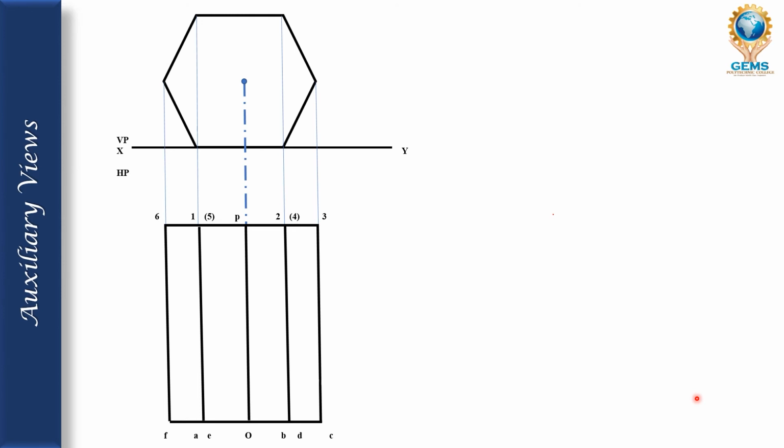Got it? So now it will come in a vertical plane as dash 6 dash 1 dash 5 dash 2 dash 4 dash 3 dash. Wherever the lines are joined, we just mention it. So this is the front view and top view as per the dimensions given in the problem.